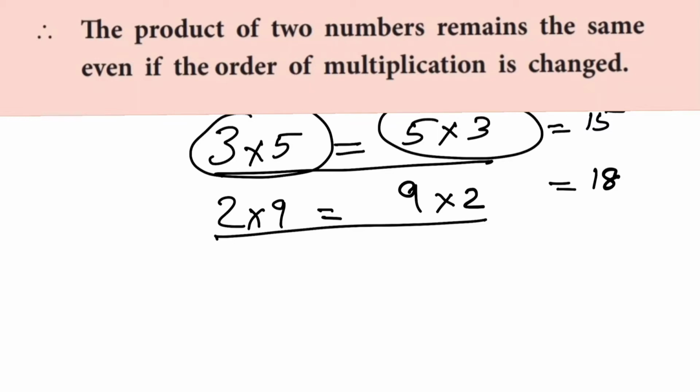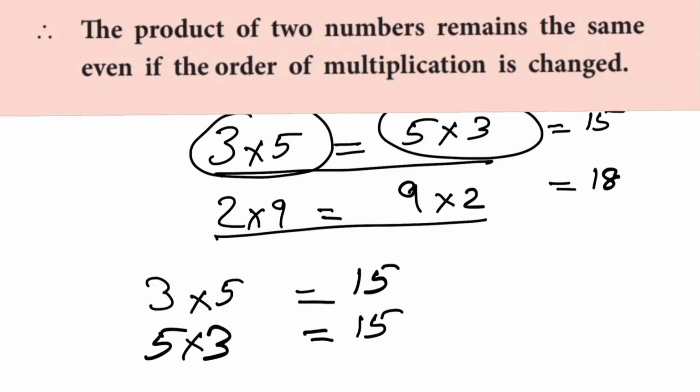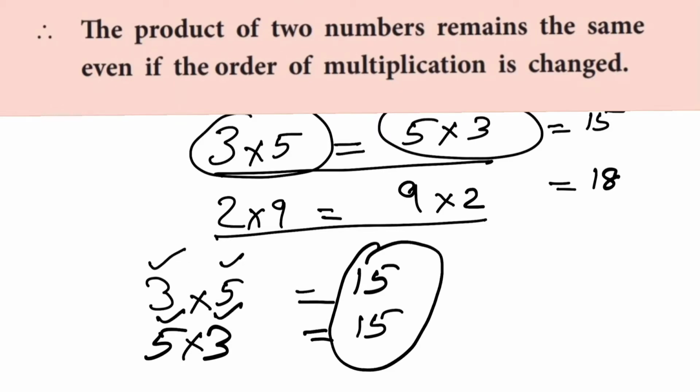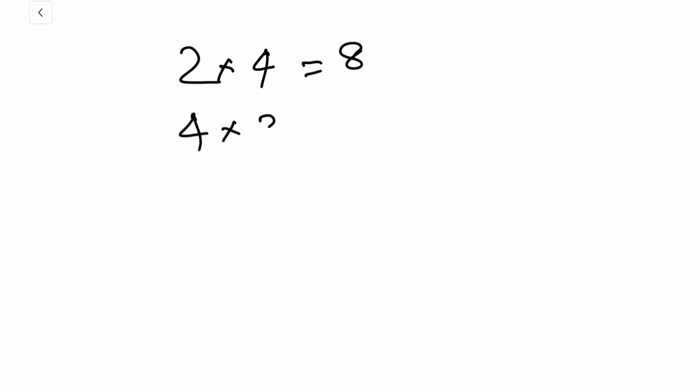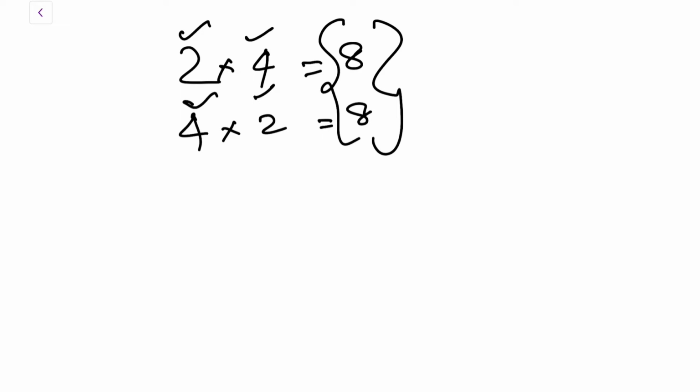Can you see? The product of two numbers 3 and 5 is the same, 15, even if the order is changed, 5 into 3. So you can write it as 3 into 5 or 5 into 3. The product remains the same. Okay. So once again, I'm reading out the property. First property. The product of two numbers remains the same even if the order of multiplication is changed. Here's another example. 2 into 4 is 8. What is 4 into 2? It is 8. Correct? See, the order changed. 2 into 4, 4 into 2, but the product remains the same. So that's your first property.